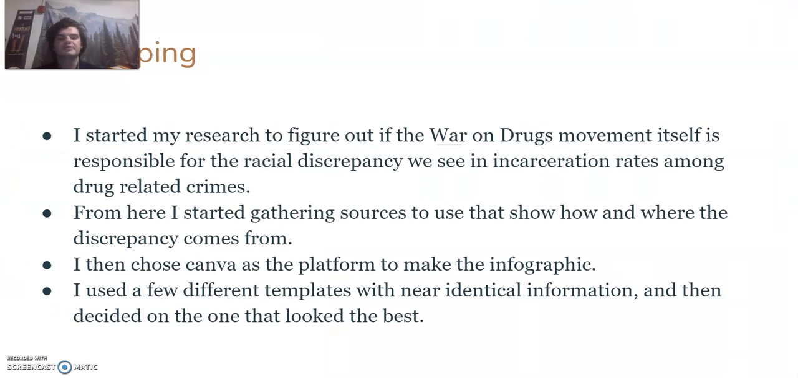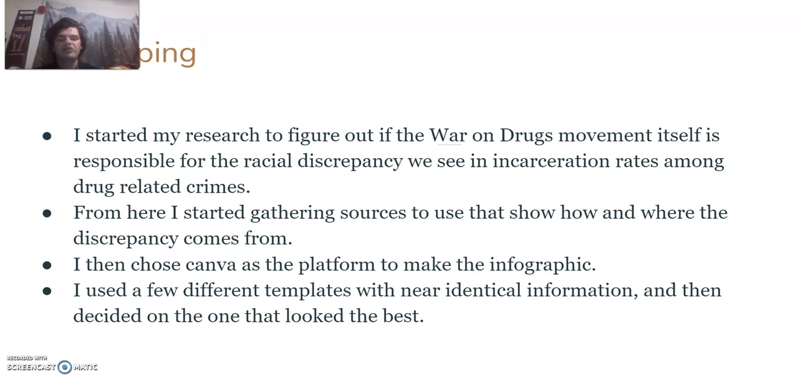Prototyping. I started my research from an unbiased perspective to figure out if the war on drugs movement itself is responsible for the racial discrepancy among drug-related incarcerations across the country. After seeing evidence that strongly suggested that the war on drugs was in fact responsible for the aforementioned discrepancy, I began to gather sources that best displayed how and why the war on drugs is the enemy to blame.